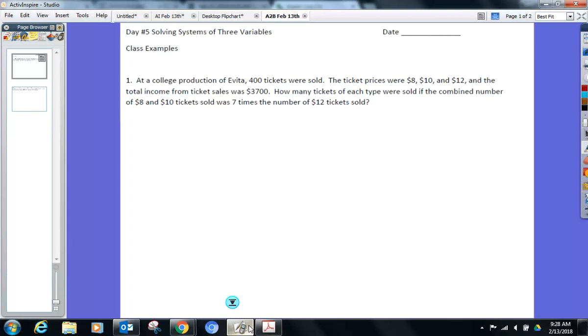I'm not going to even ask you guys. I'm sticking with X, Y, and Z. That's what you guys are most familiar with from last year, solving these equations with three variables, so I'm sticking with it. All right, so we'll let X equal the number of $8 tickets. We'll let Y equal the number of $10 tickets. And then we'll let Z equal the number of $12 tickets.